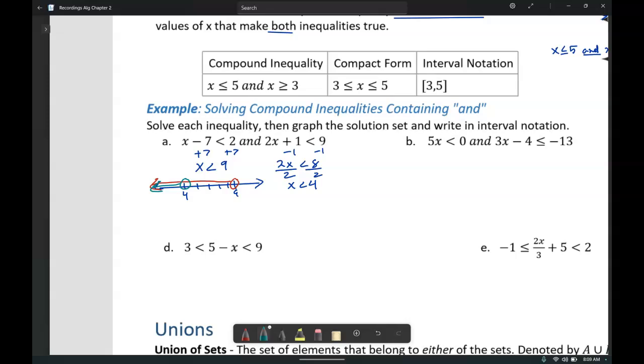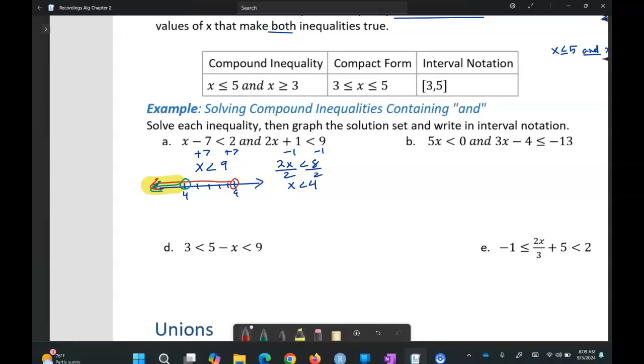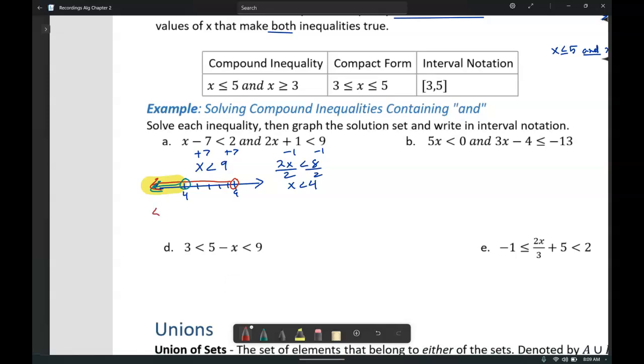And we're looking at where their overlap is. Well, their overlap starts at x is less than 4. So our solution graph, we graph our solution set. All we have to graph is the inequality x is less than 4 and shade to the left. That is our solution set as a graph.